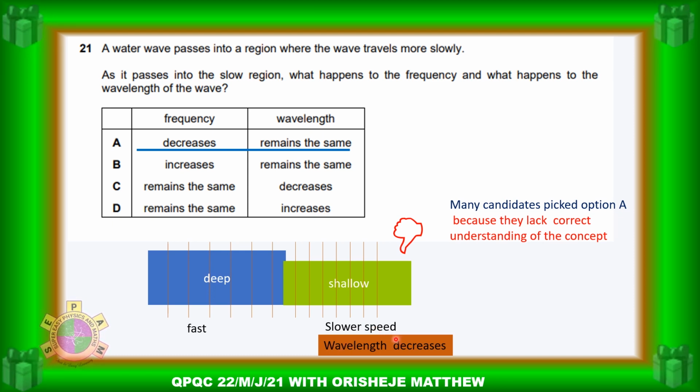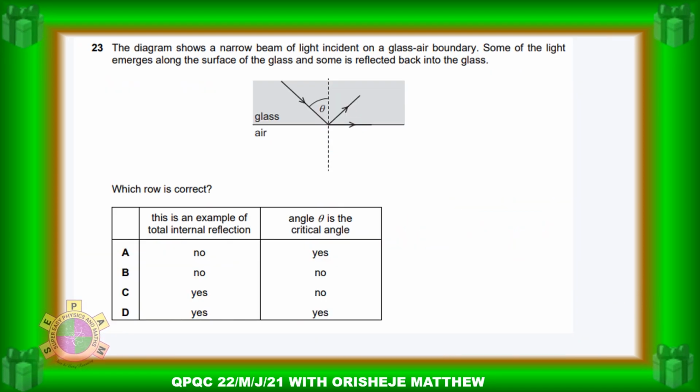So the remaining factor is the frequency. In both cases, the frequency remains constant. So the frequency of the water wave in deep water and the shallow water remains the same. So we have to take note of that. So what is the correct answer? The correct answer is C. Frequency remains constant and the wavelength decreases. I hope this will help you to understand it next time. Let's go to the next question.